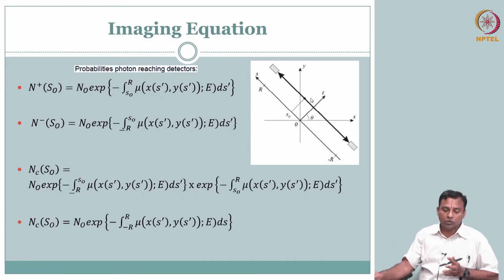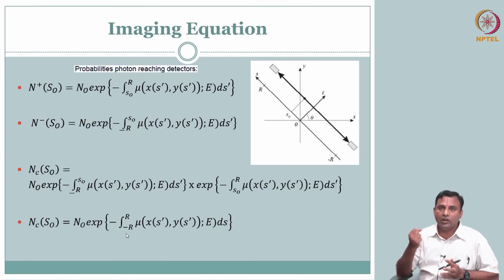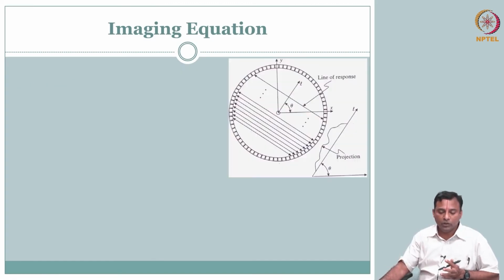That is your detector's job. So we can write our imaging equation instead of N. This is the probability of getting a hit. Our actual data is the integral of this, right? You are catching all the photons over time. So what you have is a configuration like this. You have your L, theta and a particular theta. So these are the lines, this minus R to R. This is what we are catching.